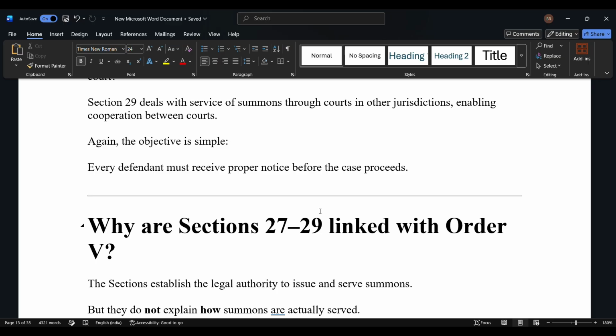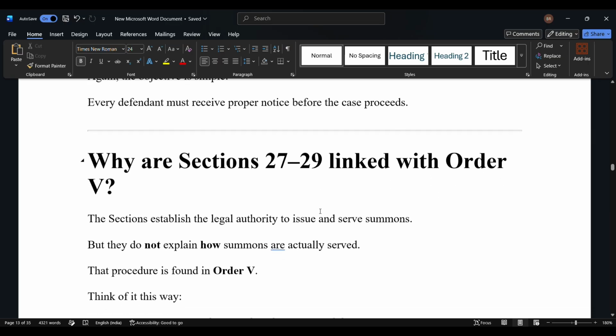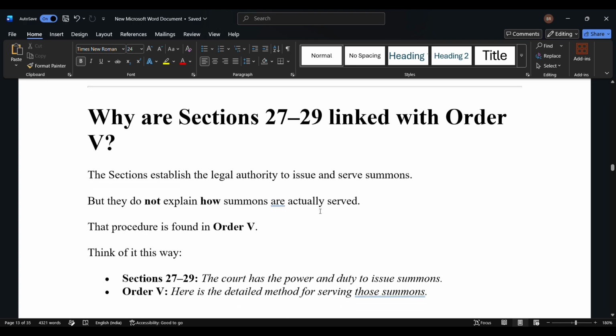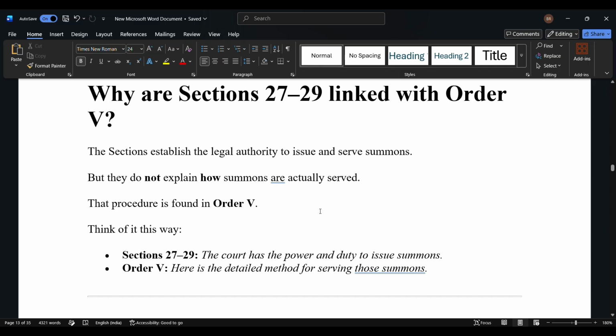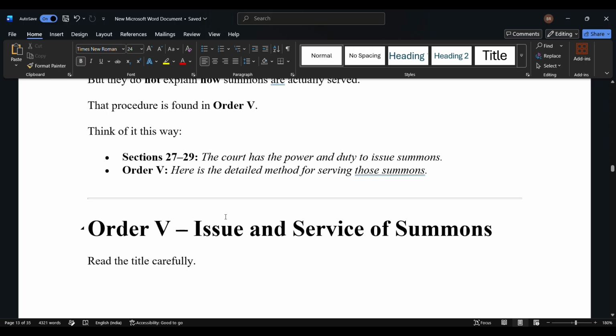Why are Sections 27 to 29 linked with Order V? The sections establish the legal authority to issue and serve summons. But they do not explain how summons are actually served. That procedure is found in Order V. Think of it this way. Sections 27 to 29. The court has the power and duty to issue summons. Order V. Here is the detailed method for serving those summons. Order V, issue and service of summons.